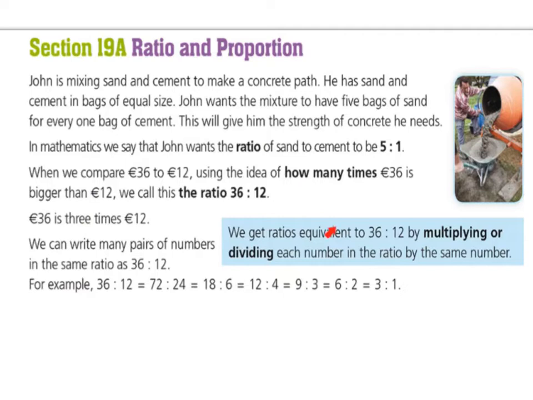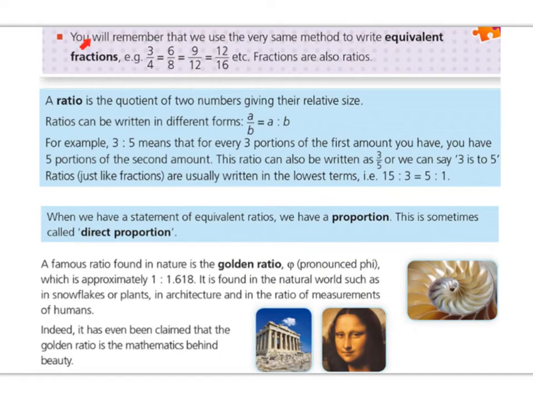We get ratios equivalent to 36 to 12 by multiplying or dividing each number in the ratio by the same number. So what we do to the left, we do to the right. What we do to the right, we do to the left. You will remember that we use the very same method when we write equivalent fractions. So for example, 3/4 is equal to 6/8 is equal to 9/12 is equal to 12/16, etc.